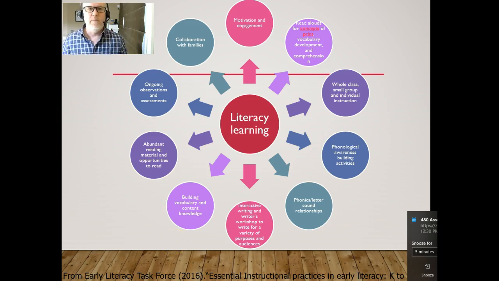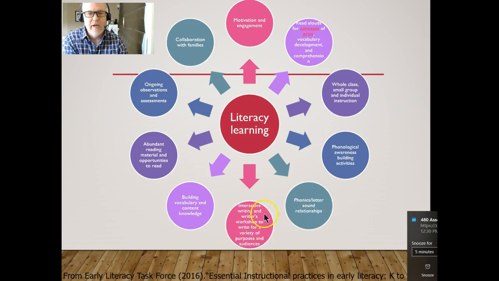All right, I'm going to open with this slide just to bring up the different areas of literacy support that we want to ensure that students get a chance to encounter in their early years. And so you'll see around this whole cycle of literacy learning, I can start anywhere, but we have whole class and small group instruction. We have some skills building focused on phonologic awareness and phonics and letter-sound relationships.